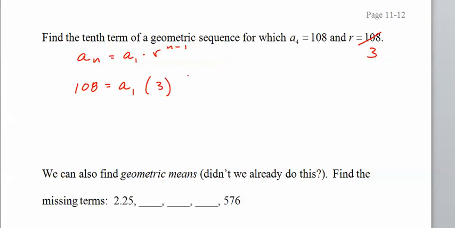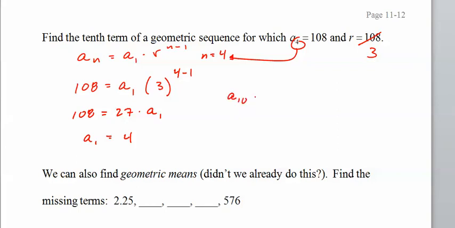To the n minus 1, which in this case is 4 minus 1. I keep making this mistake. I should actually write that in. N equals 4. So 108 equals 27 times A1. A1 equals 4. So now we have our formula. We want the 10th term. A10 equals 4 times 3 to the 10 minus 1.